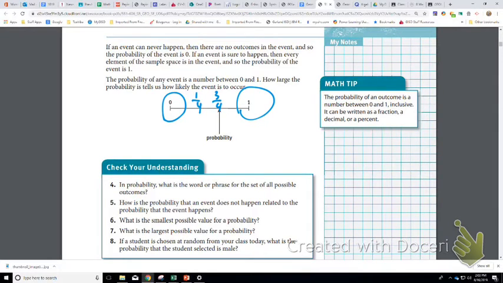Okay, in probability, what is the word or phrase for the set of all possible outcomes? That's your sample space.